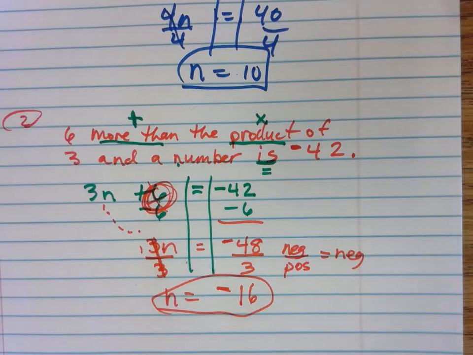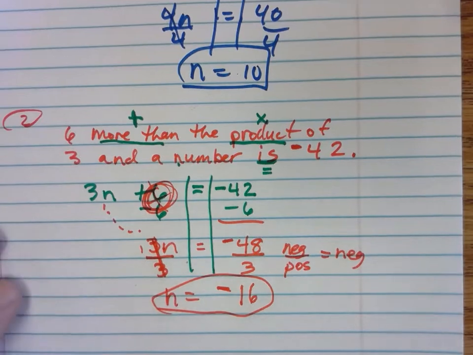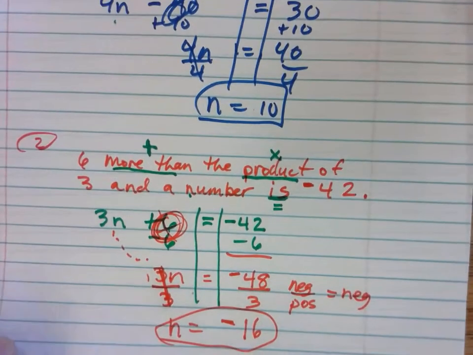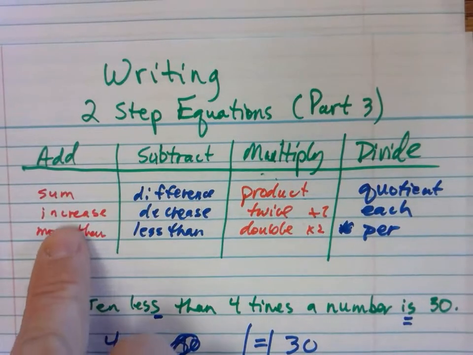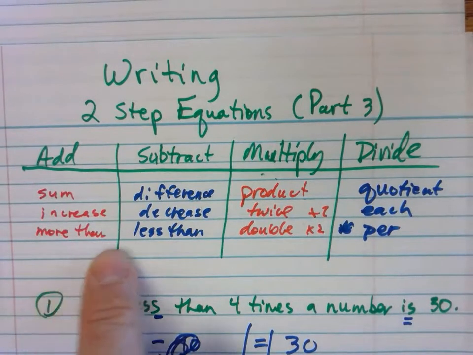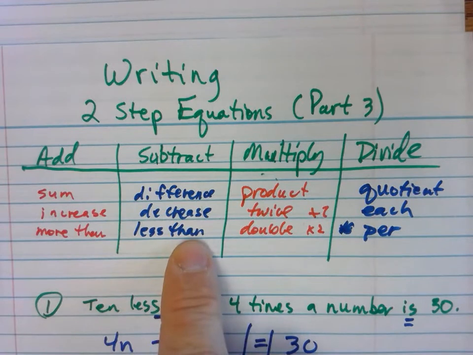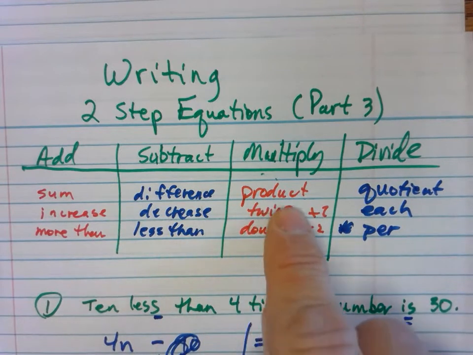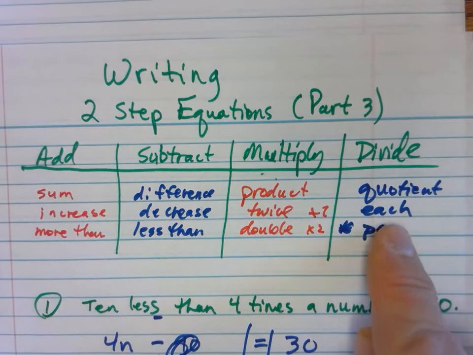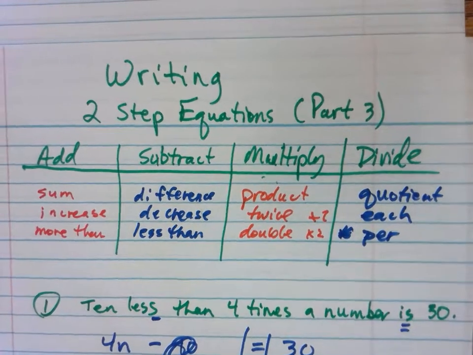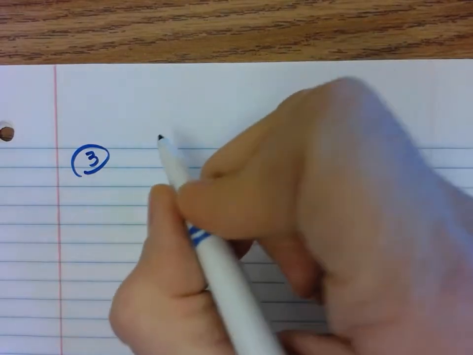And since we probably made it to a point where we're getting ready to hit just a couple little more hard ones, don't forget our words up here. Sum, increase, more than for add. Difference, decrease, less than for subtract. Product, twice, double, that kind of stuff. Multiply words. Quotient, each, and per, normally divide words. All right. Let's travel on up here and do a couple more. We'll try to keep it closer to 10-12 minutes today. All right, you ready? And numero 3, let's do one like this.